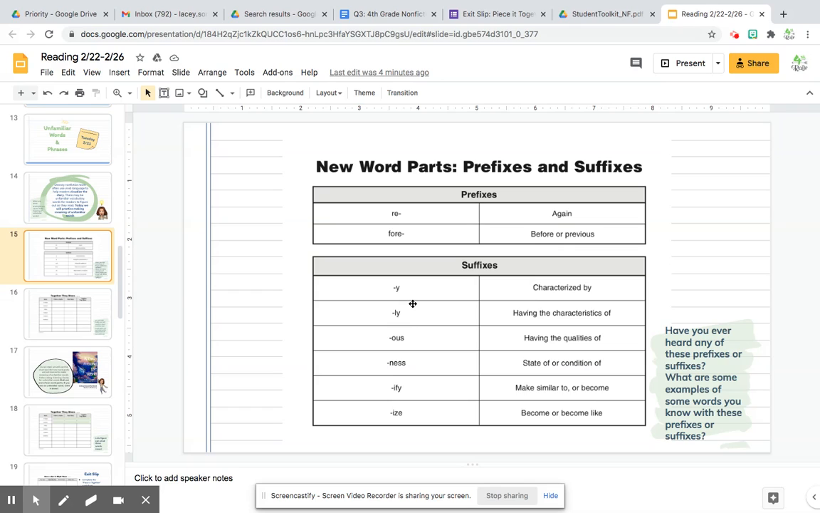Now, suffixes don't come at the beginning, they actually come at the end of our main word here. We may attach the letter Y, which a lot of times is going to give this idea of characterizing it as something. ly refers to the characteristics of something. Ous usually has something to do with the qualities of a subject. Ness is when we attach that on, it gives it the idea of a state or in the condition of. Ify, when we attach that to the end, is making similar to or become. And then IZE, again, is that idea of become or like. Now, you may be a little confused, so why don't we practice putting those together?